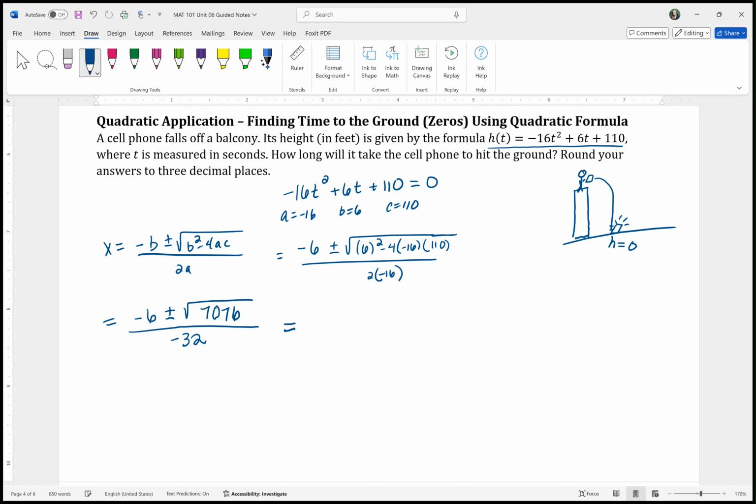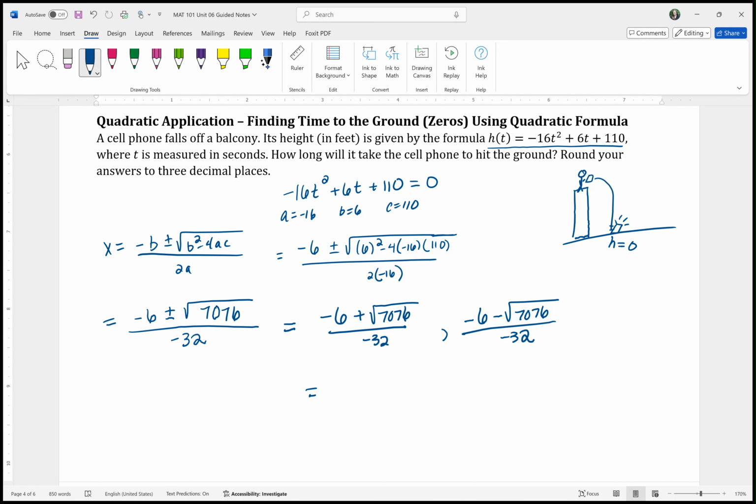Now, I know some of you are going to try to simplify the square root of 76 and get a decimal. My advice is not to do that, because of rounding. When we round too soon in the problem, it ends up giving us an answer that's not as accurate as we need it to be. So at this point, go ahead and separate your answers. You've got negative 6 plus the square root of 76 over negative 32, and negative 6 minus the square root of 76 over negative 32. I want you to find the answers this way.